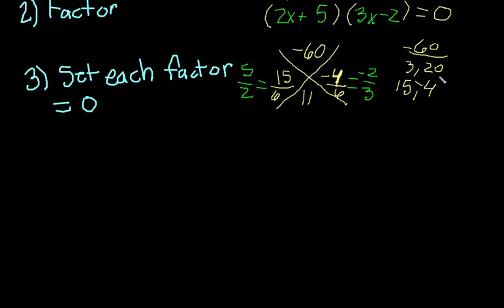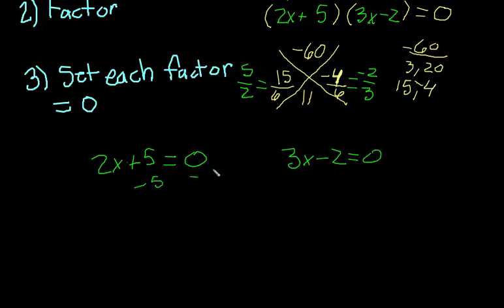The last thing I'm going to do is set each one of these equal to 0. So I'm going to take 2x plus 5 equal to 0, and then I'm going to take 3x minus 2 equal to 0. So here we would subtract 5 from both sides. And again, I'm just solving for x here. So we get 2x equals negative 5, and then divide by 2, and we get x equals negative 5 over 2.